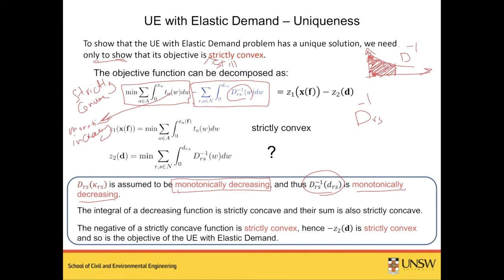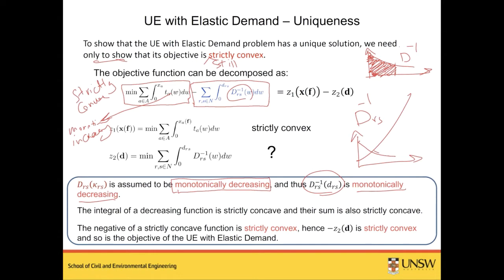But the function is, we usually assume it's monotonically decreasing. But hey, it's not necessarily wrong to say that the demand function can be anything, right? If my demand function, instead of being monotonically decreasing, was exponentially increasing, if it was like this, what does it mean? It's not the end of the world, right? You can still solve the UE problem, but the only thing that we lose is the uniqueness of the UE solution. So you may actually have many correct solutions and many non-unique link flows.